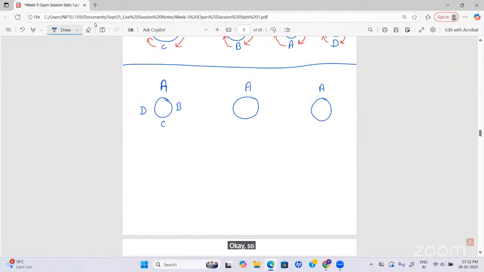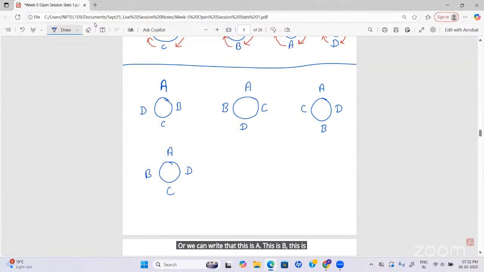Let's see how we can do that. So this is A, then here I am writing C, this is D, and this is B. Next, I can write A here, then D, then B, and then C. Or we can write this is A, this is B, this is D, and this is C.